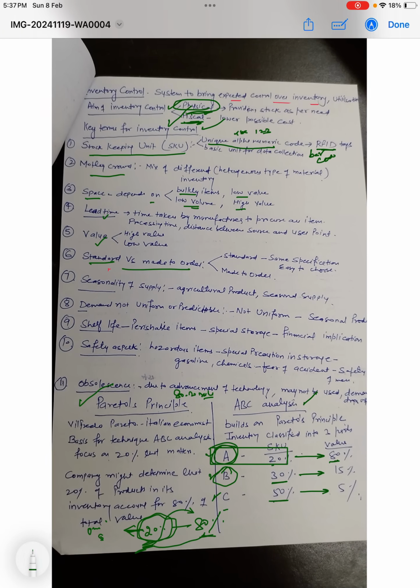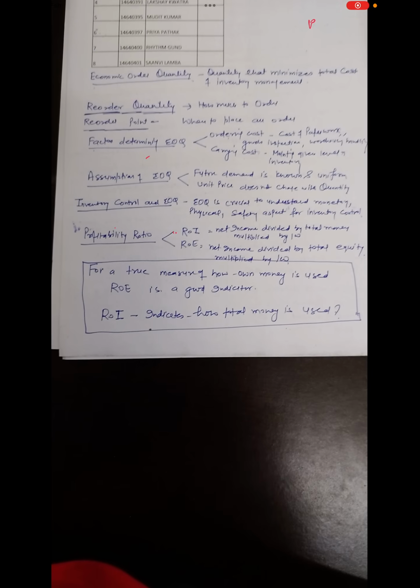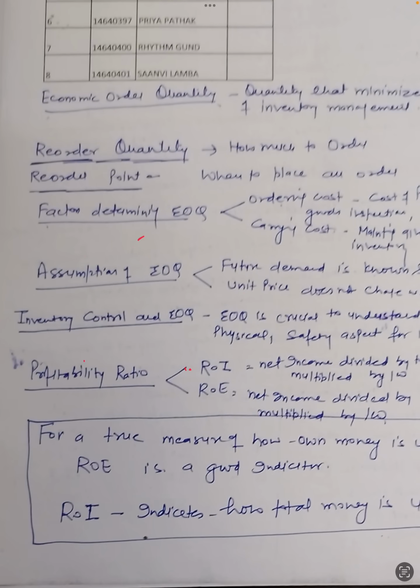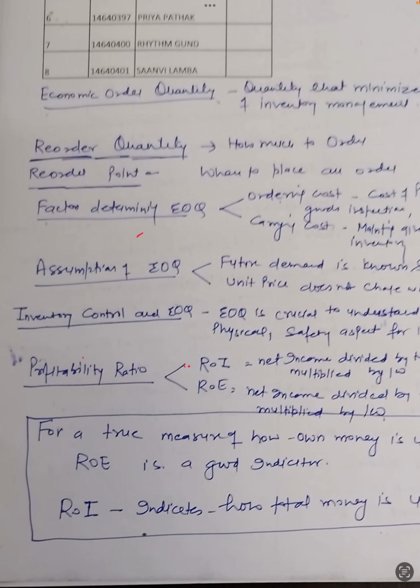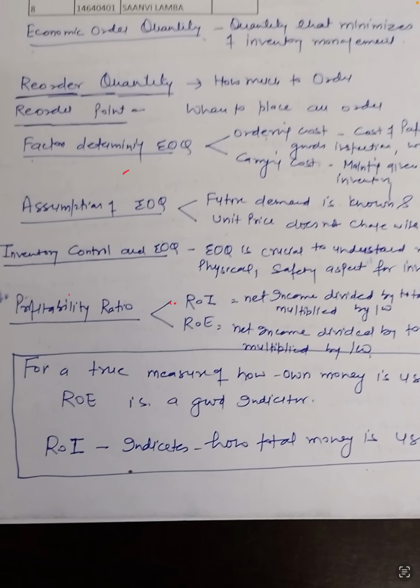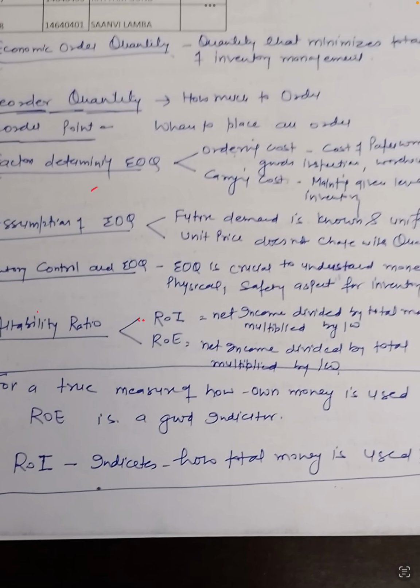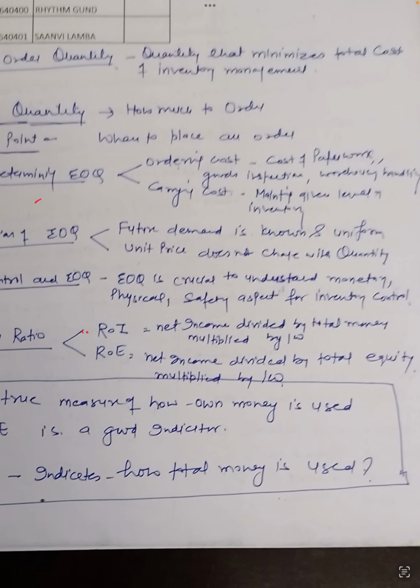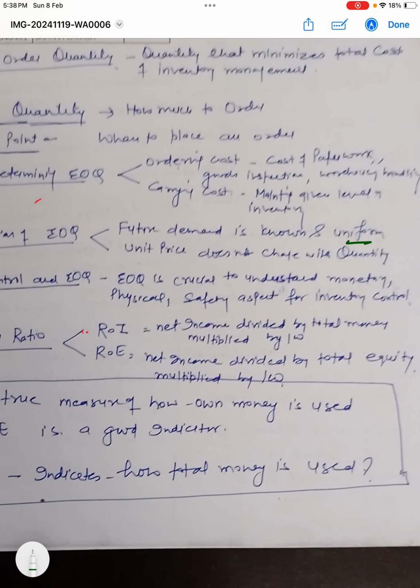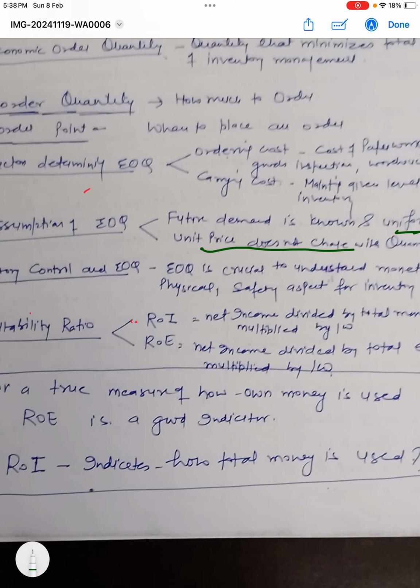Now the next topic, the last topic, is a very simple one: economic order quantity and reorder point. How much to order is the economic order quantity, and when to place the order is the reorder point. You can understand this topic in my other practical video on EOQ and ROQ. Then there are assumptions of economic order quantity. The assumption is that future demand is known and uniform, and unit price does not change with quantity.